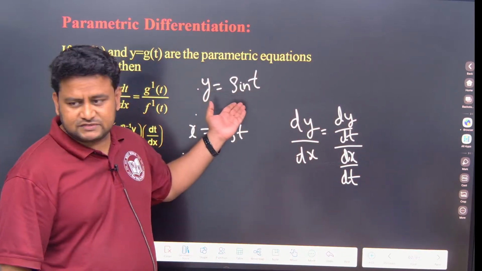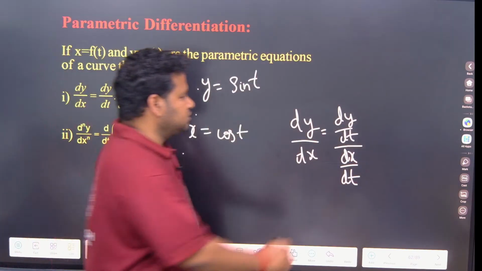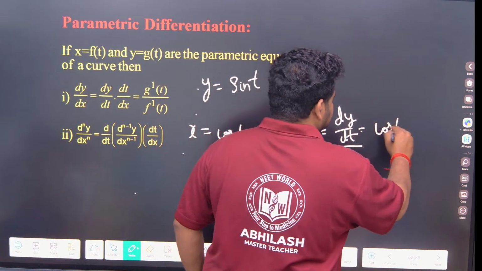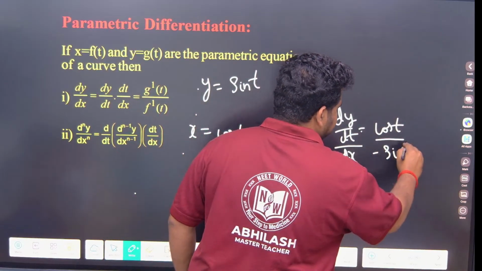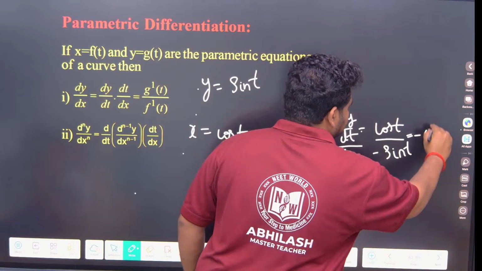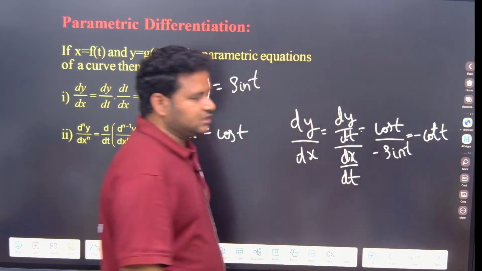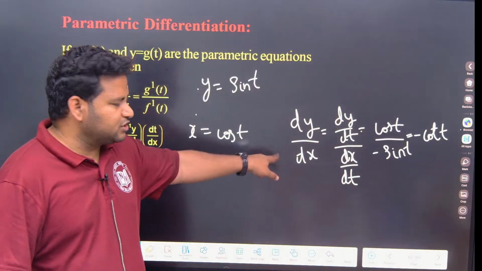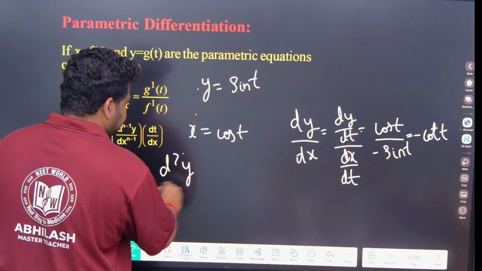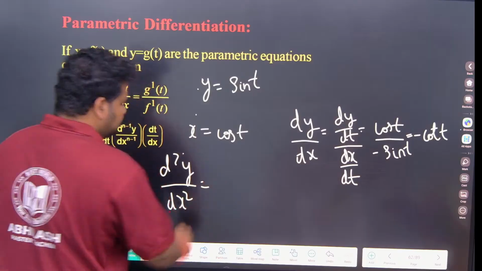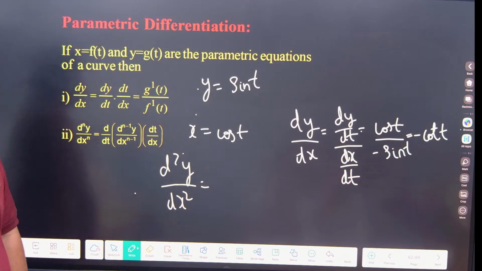What is the differentiation of sin t? Cos t. This will be cos t, and this will be minus sin t. So that is nothing but minus cot t. Minus cot t will be the answer for dy by dx. Now when I ask d square y by dx square, what will you do? Again you will differentiate, correct?